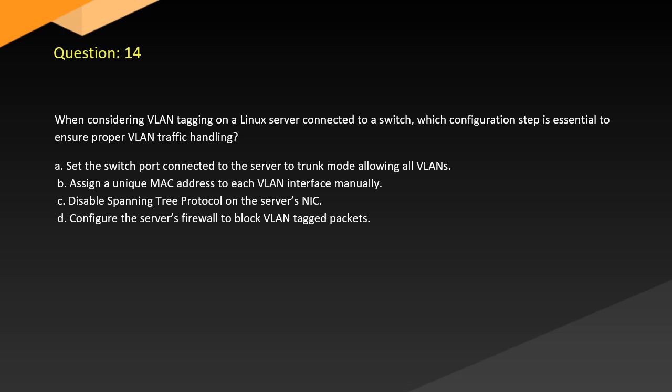Question 14. When considering VLAN tagging on a Linux server connected to a switch, which configuration step is essential to ensure proper VLAN traffic handling? A. Set the switch port connected to the server to trunk mode allowing all VLANs. B. Assign a unique MAC address to each VLAN interface manually. C. Disable spanning tree protocol on the server's NIC. D. Configure the server's firewall to block VLAN-tagged packets.